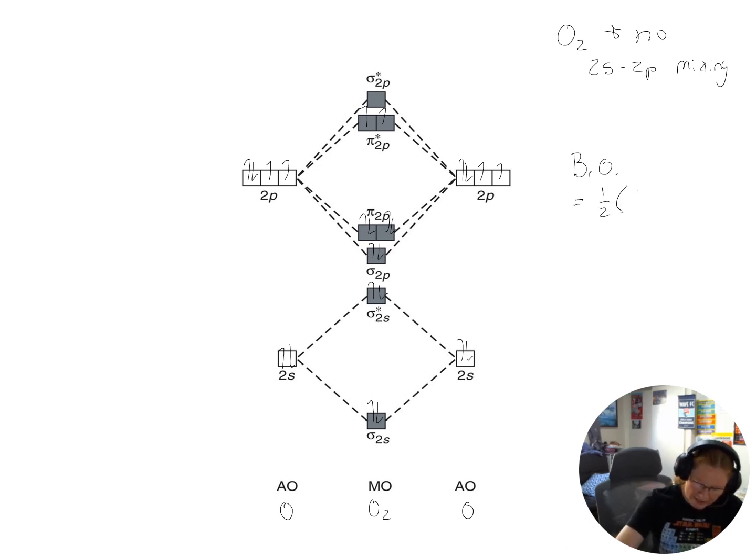I have 8 electrons sitting in bonding orbitals. I have 4 electrons sitting in anti-bonding orbitals between my s and my p. So I get 2. So that matches the Lewis structure.